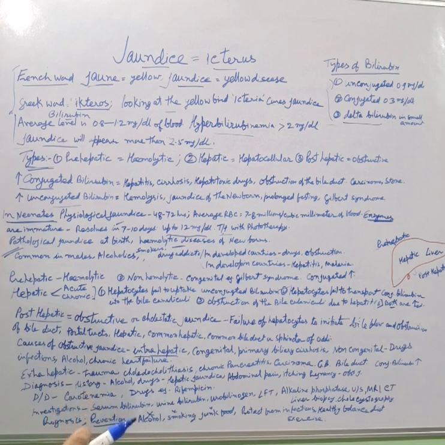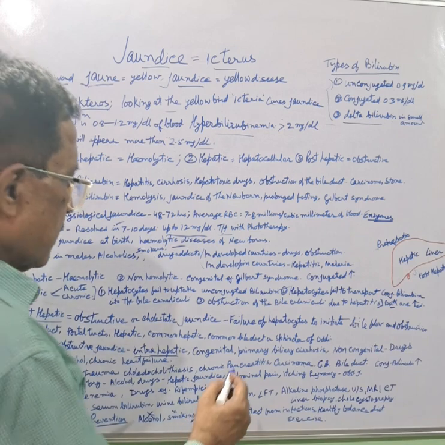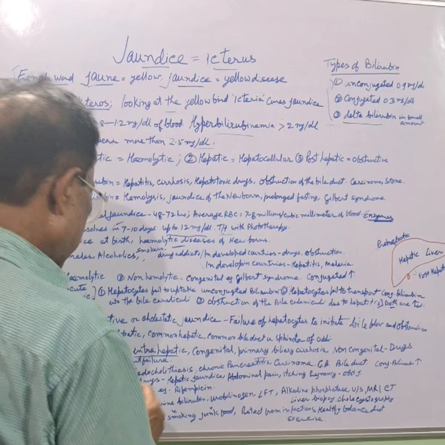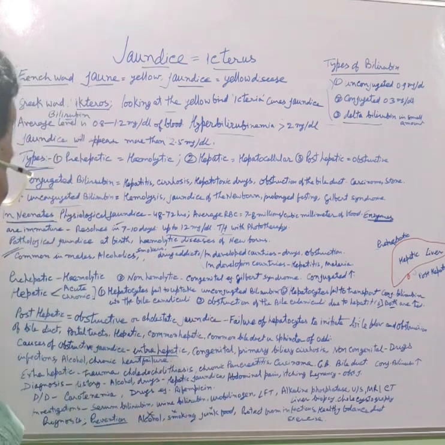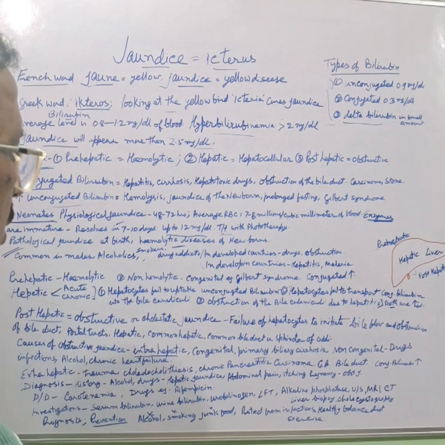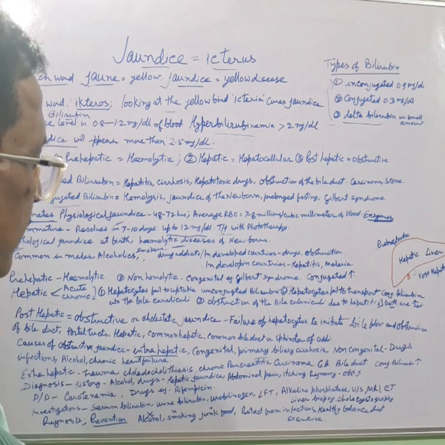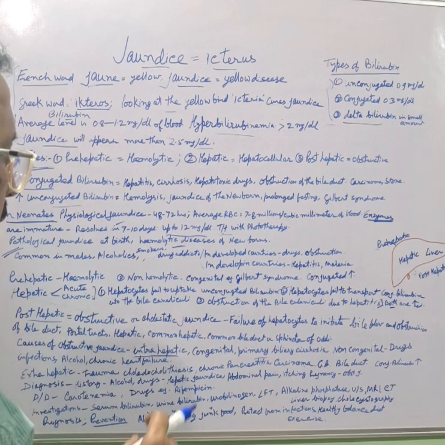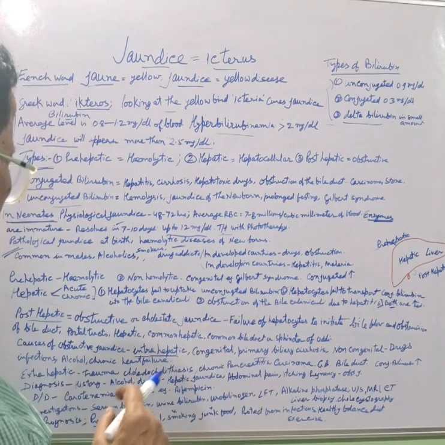Causes of obstructive jaundice may be congenital, such as primary biliary cirrhosis, or non-congenital, that is drugs or trauma, chronic pancreatitis, carcinoma of gallbladder, or carcinoma anywhere in the bile duct. In this post-hepatic or obstructive case, conjugated bilirubin is raised.